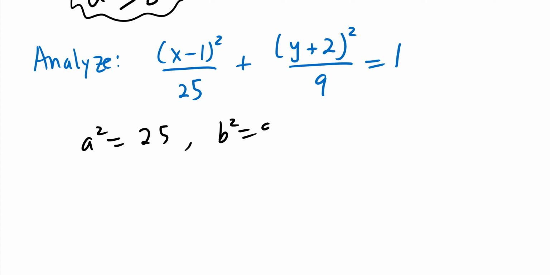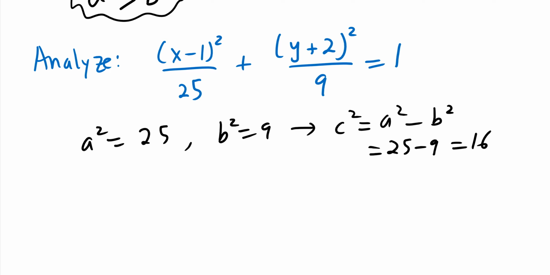From these two I can get c squared right away, which is a squared minus b squared. That's 25 minus 9, which gives me 16. So from each one, I find a. a is 5, because that's a distance, I don't care about the negative, so c is 4.